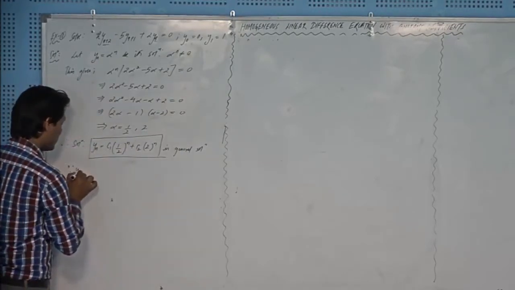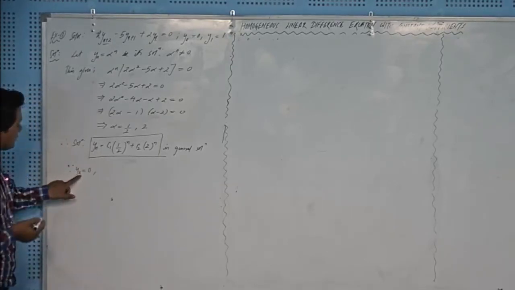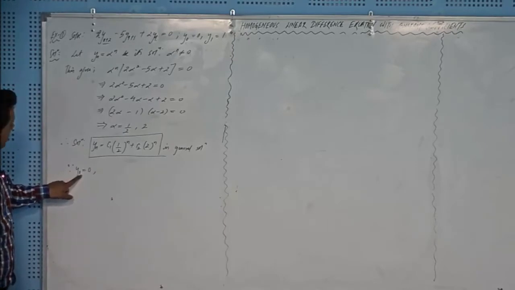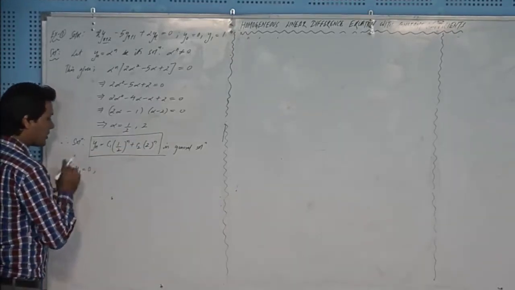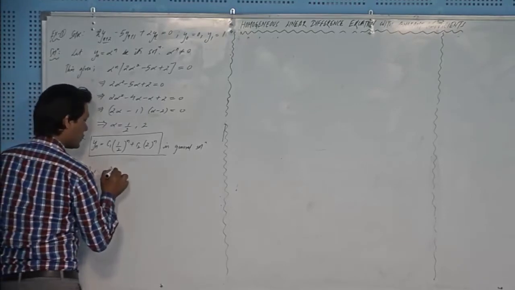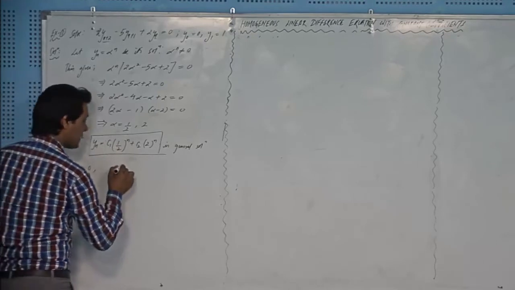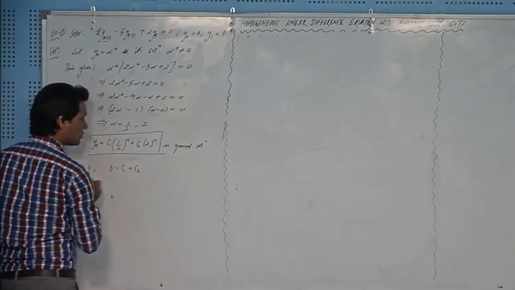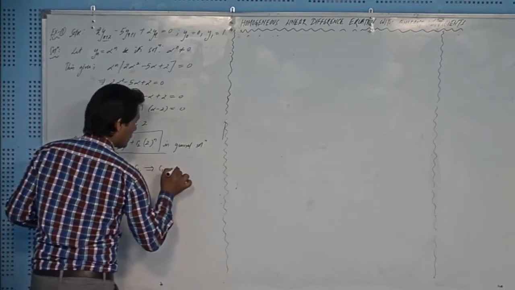Since y0 equal to 0, see the suffix here, we have n equal to 0. So I will put n equal to 0 in this equation, and y0 will be replaced by 0. So I will get 0 equal to c1 into half to the power 0, that will become c1, plus c2. So this is the first equation, or this will give you c1 equal to minus c2.